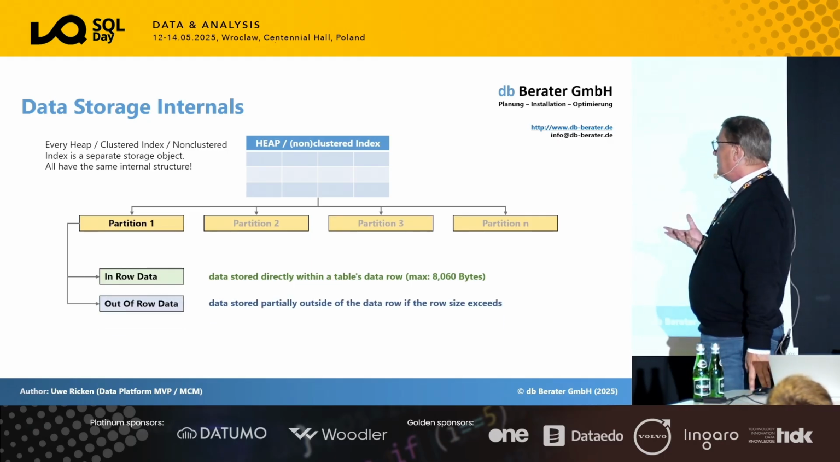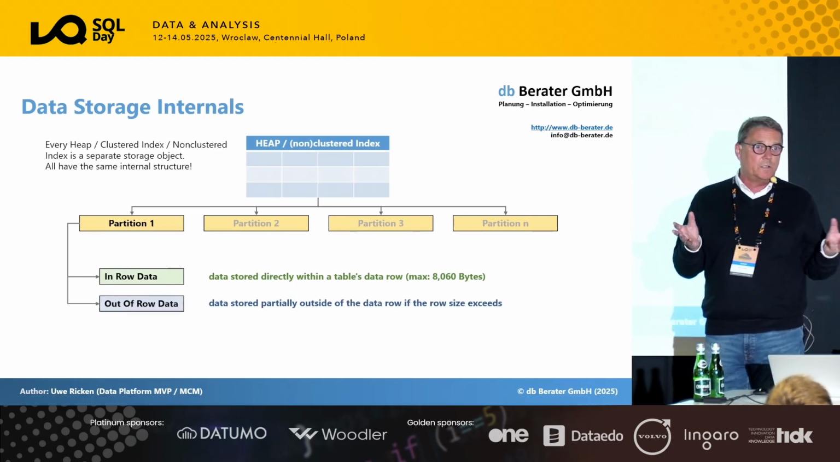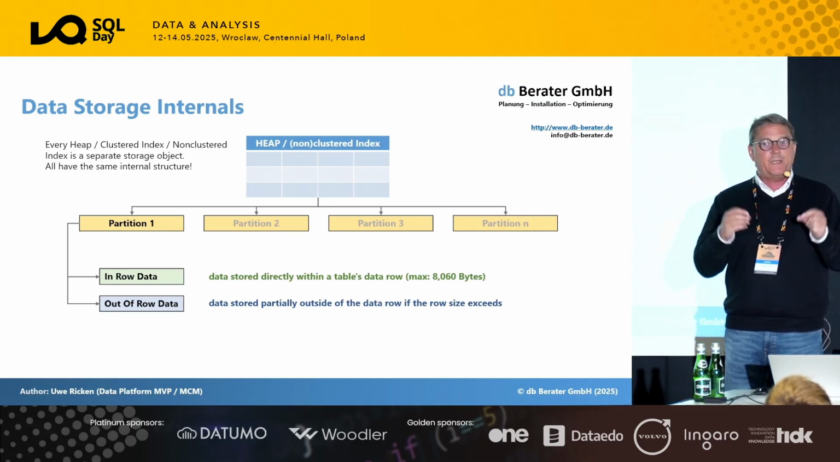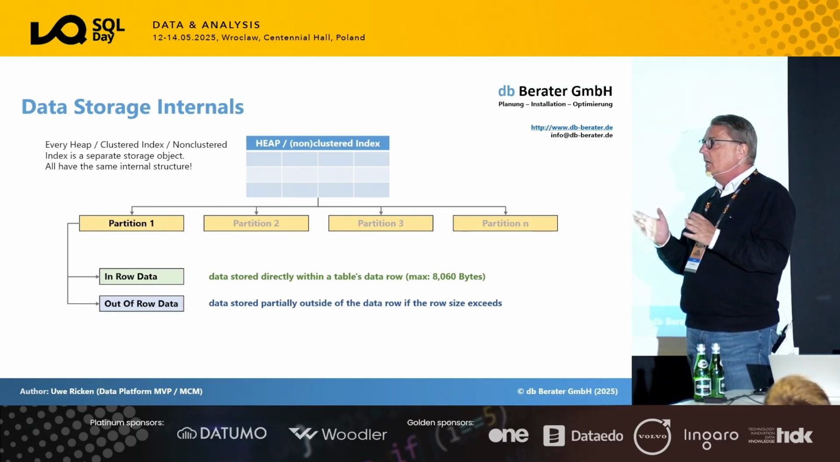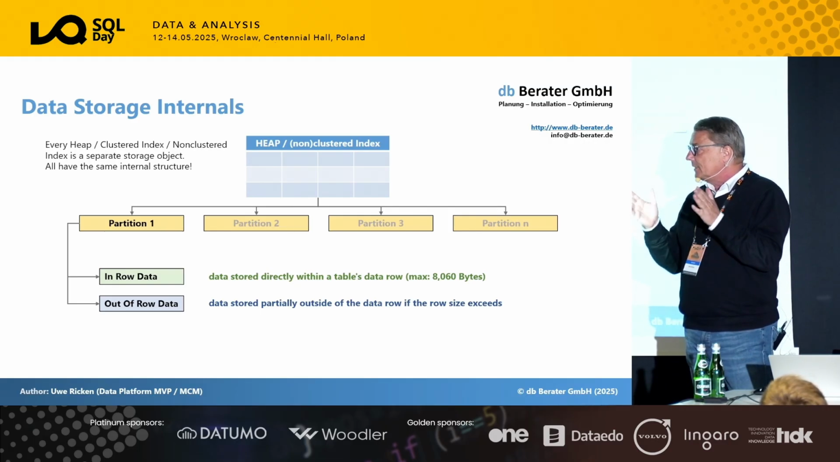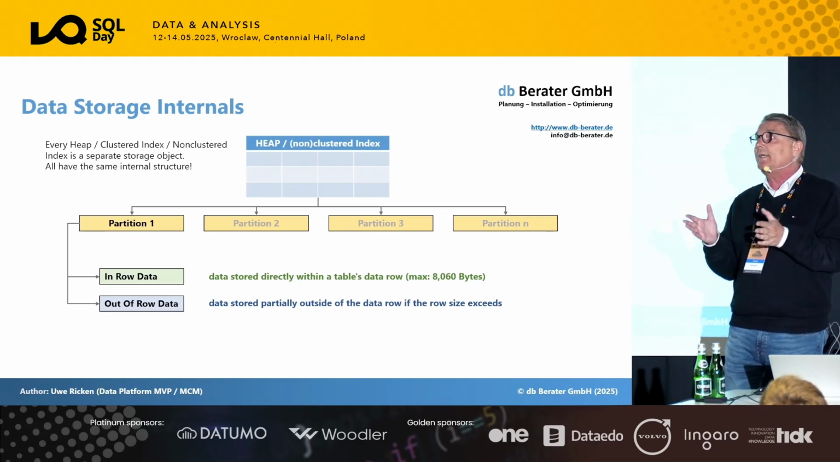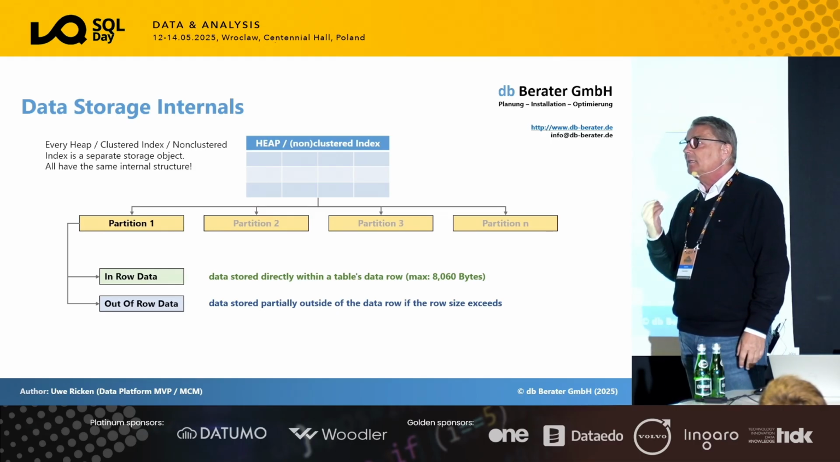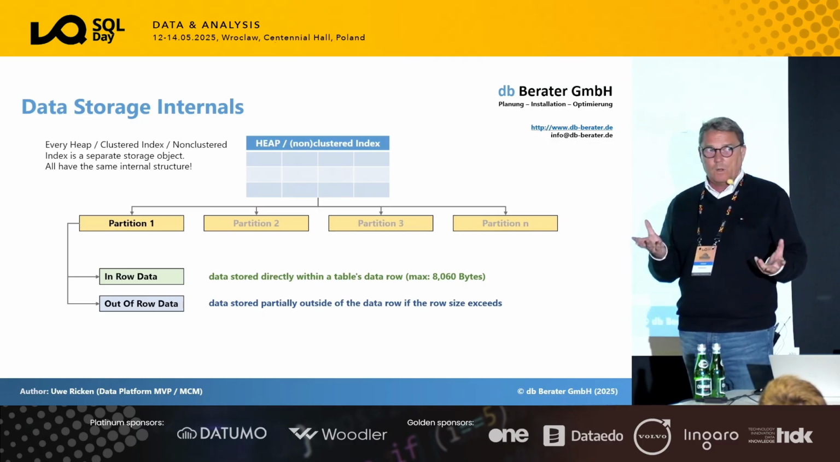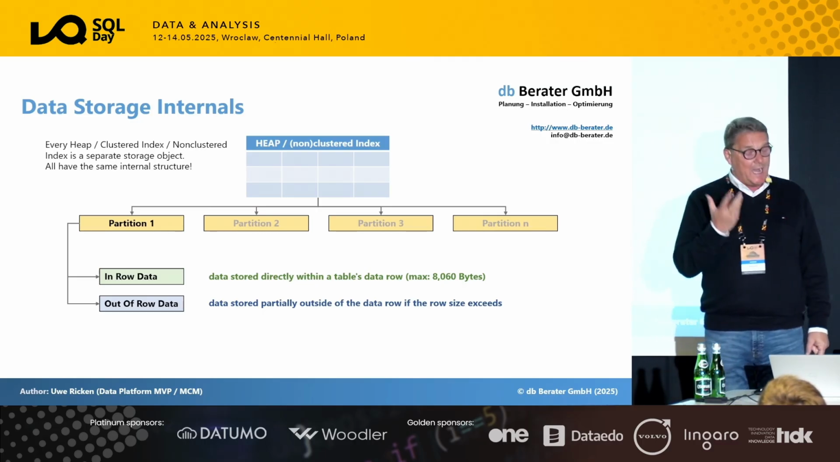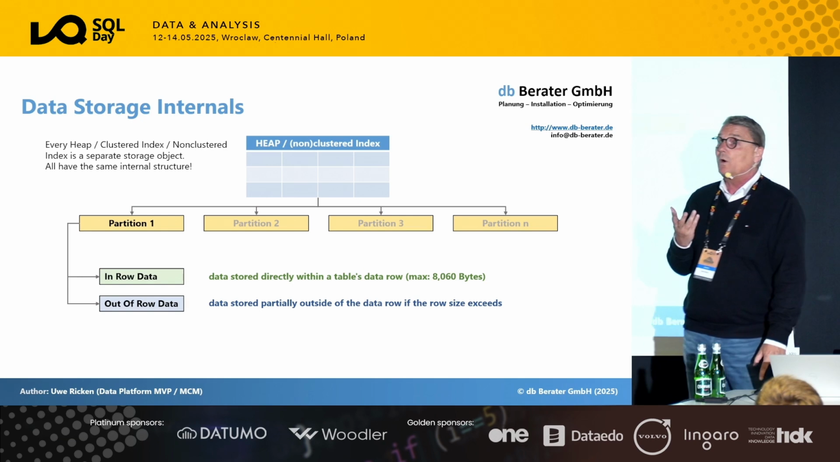We have the in-row data. You all know in-row data. That means the record will fit on one single data page, whatever size it is. It could be a small table, it could be a big table, whatever it is. When the row fits into one data page, it's called in-row data. We all know this. Then we come to the out-of-row data, the so-called row overflow data.